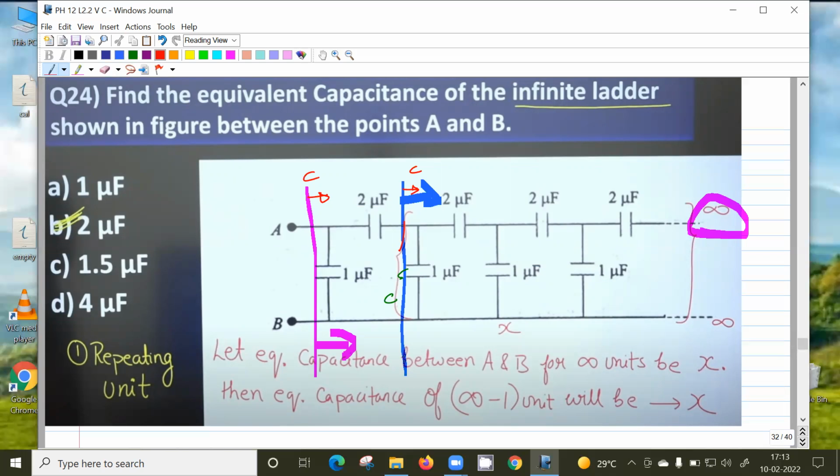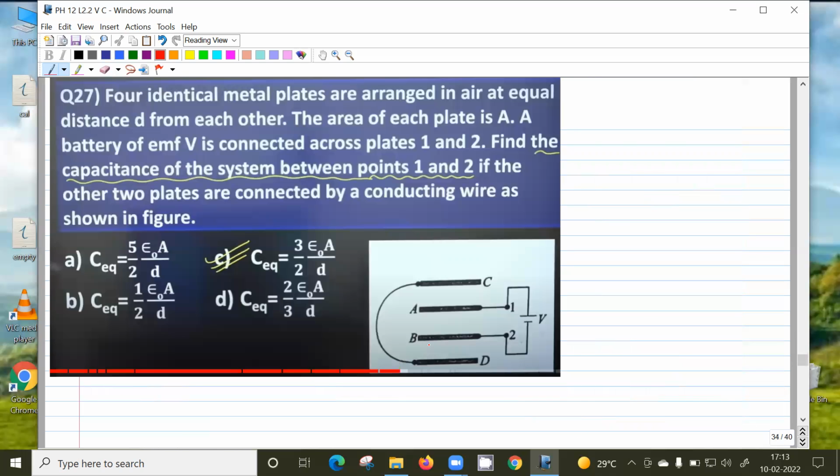So you have to find what is repeating. Whatever is seen from the blue line is same as whatever is seen from the purple line. So if we assume the capacitance seen from the blue line is C, then the capacitance seen from the purple line will also be C. And 2 and C are in series, which is parallel with 1. So that combination should be equal to C. Okay, this one.